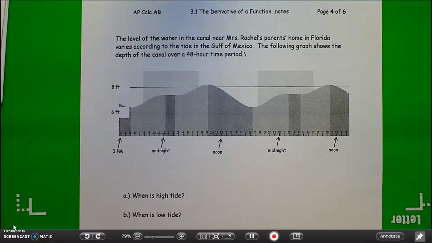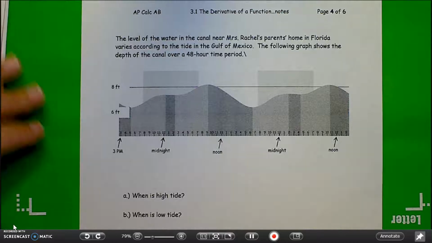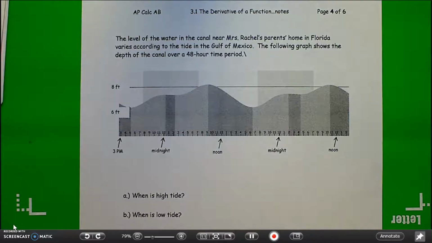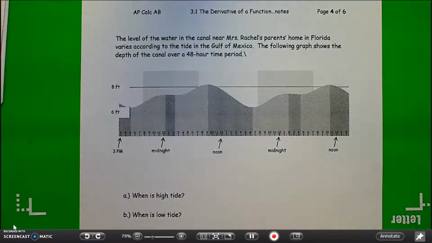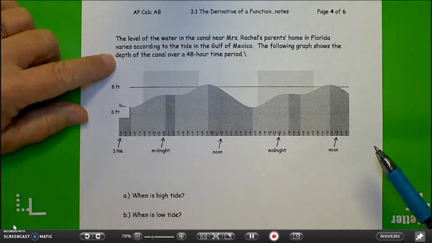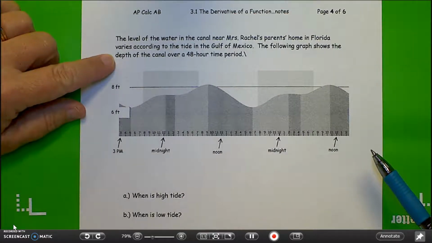So now we're on 3.1, page 4. What we want to look at now is a real-world example of what you would do with slopes of tangent lines or with derivatives. This graph represents the level of water in the canal near Mrs. Rachel's parents' house in Florida, and the level of water in the canal varies according to the tide in the Gulf of Mexico. And this graph shows the depth of the canal over a 48-hour time period.